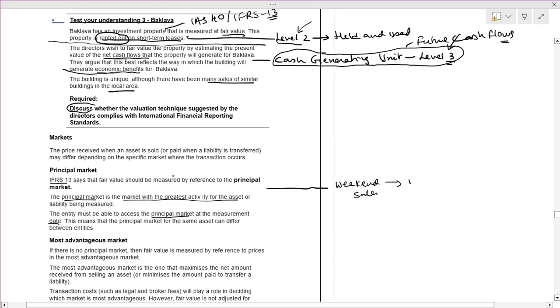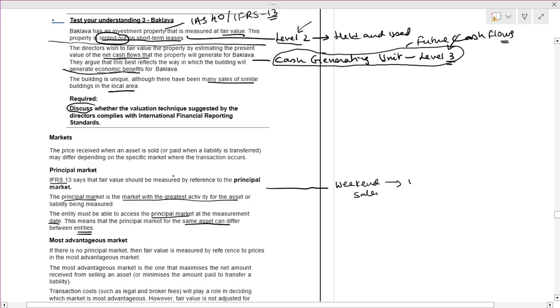That means the principal market for the same assets can differ between entities. The automobile market will have a different principal market. Electronic products will have a different principal market. Likewise, every market will have a different principal market where the highest activity takes place. This is one of the conditions of IFRS 13.